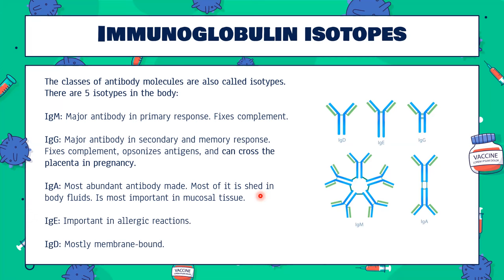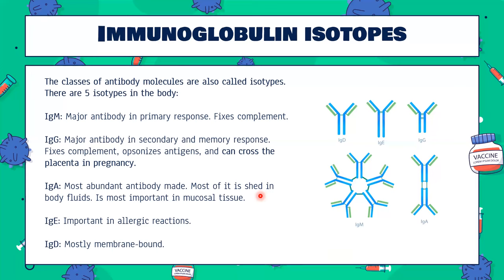IgG is kind of like your grandma. It's a bit slower, but she aims well. And if you know, you know, like she's very specific with when she wants to attack. So your grandmother is the major antibody and a secondary memory response. It also fixes complements, but it opsonizes antigens and it can cross the placenta in pregnancy. What opsonization is, I will be covering in details.